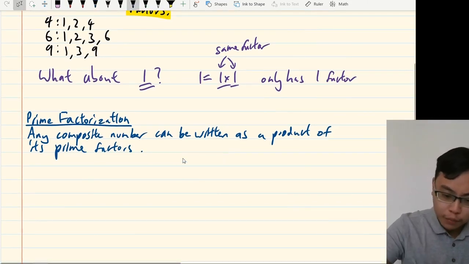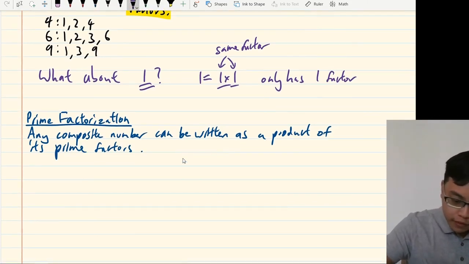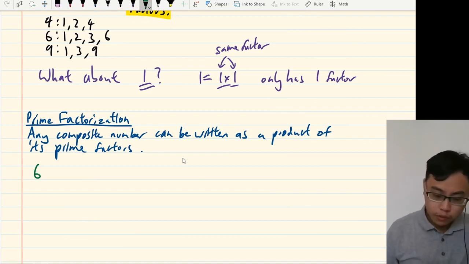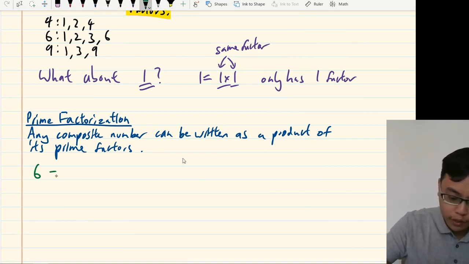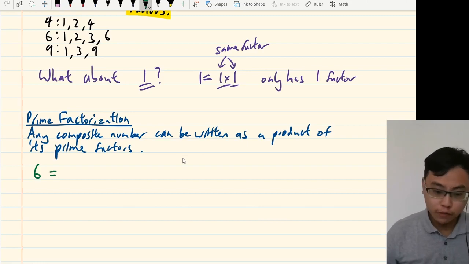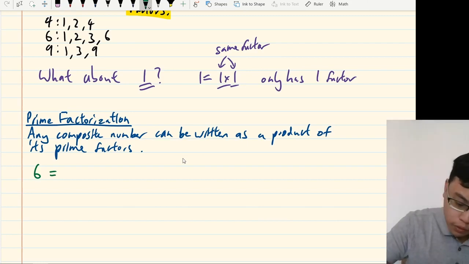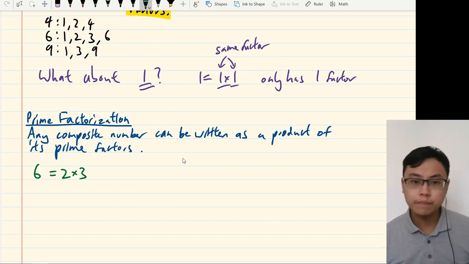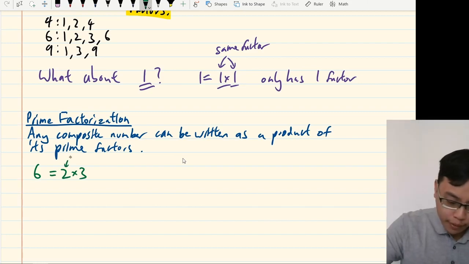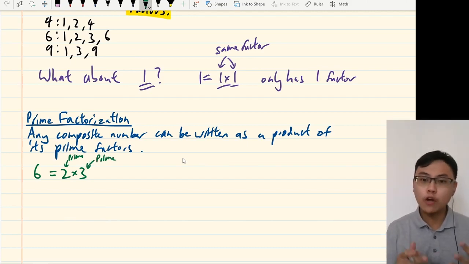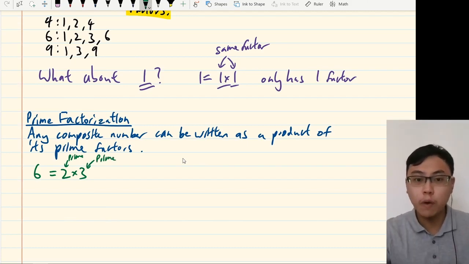So let's think of the number 6. I can write 6 as a product of its prime factors. And so 6 is equal to 2 times 3. 2 is a prime number. 3 is also a prime number, which means that we can no longer split those factors into smaller parts.